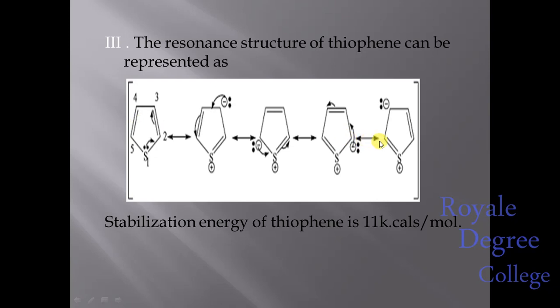Then at the same time, a double bond is there. Now it is shifted onto the sulfur, and we represent a pair of electrons on the sulfur, which is nothing but the lone pair of electrons. So all these are the resonating structures of whom? Of thiophene. Here the stabilization energy of thiophene is 11 kilocalories per mole.